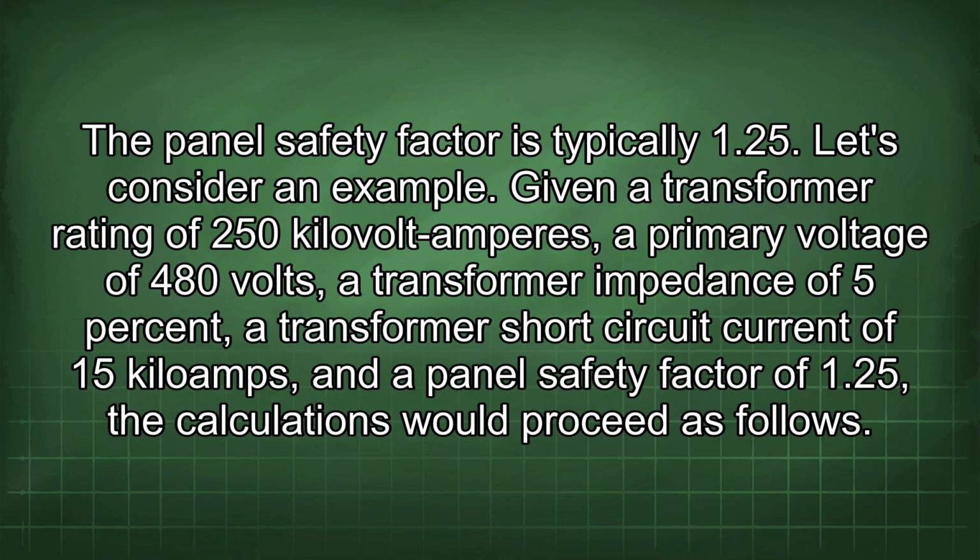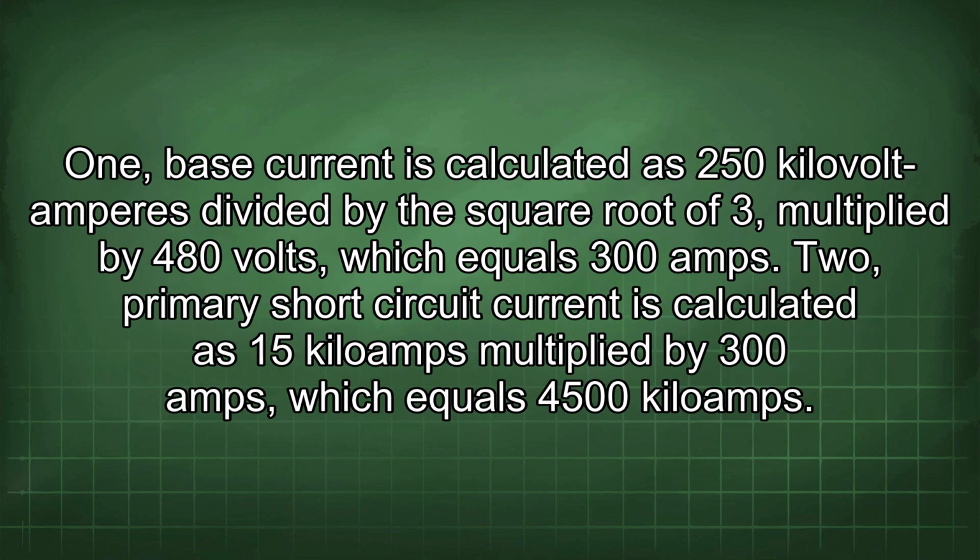Let's consider an example. Given a transformer rating of 250 kilovolt-amperes, a primary voltage of 480 volts, a transformer impedance of 5%, a transformer short circuit current of 15 kiloamps, and a panel safety factor of 1.25, the calculations would proceed as follows. 1. Base current is calculated as 250 kilovolt-amperes divided by the square root of 3 multiplied by 480 volts, which equals 300 amps. 2. Primary short circuit current is calculated as 15 kiloamps multiplied by 300 amps, which equals 4,500 kiloamps.